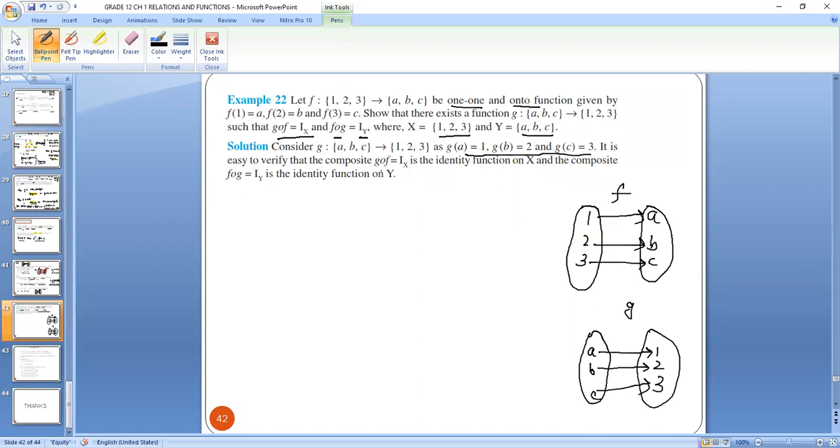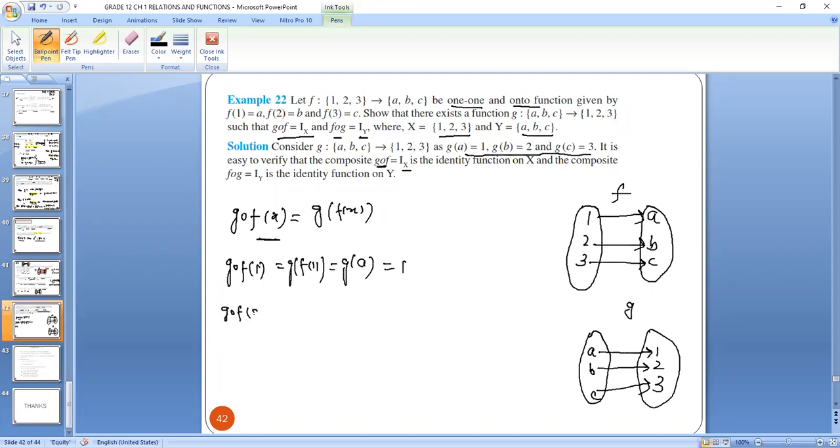It is easy to verify that g of f is identity x. Now we will verify why it is I of x. g of f of x will be g in the bracket f of x. Now f is having three elements 1 2 3, so we will be finding composition for each and every element. f of 1 is mapping to a, it will be g of a, and a is mapped to 1, so g of f of 1 is 1.